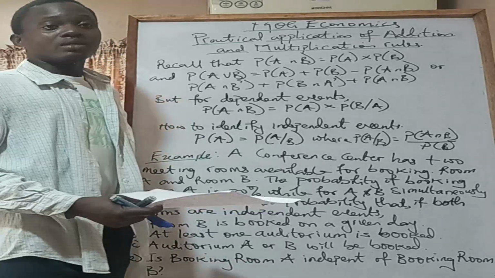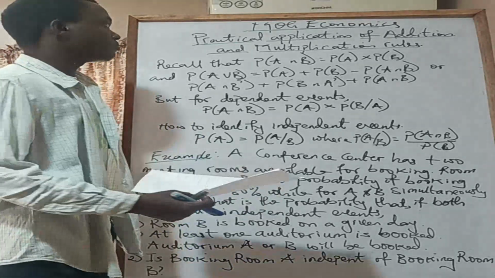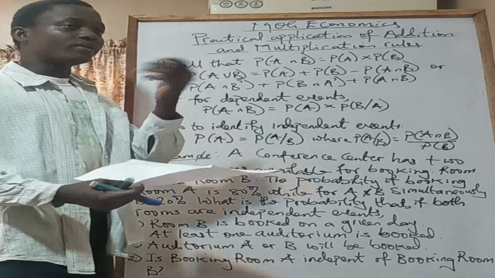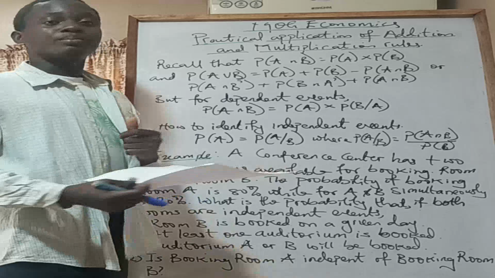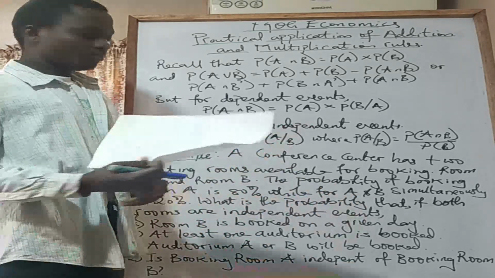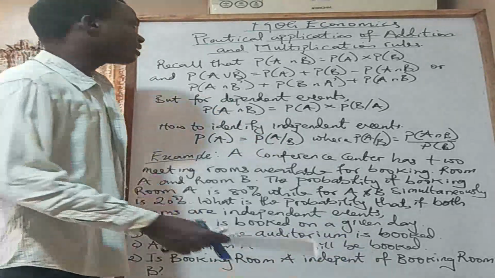So we are still continuing with our discussion on probability series, and today we'll be looking at practical application of addition and multiplication rules, and I will also be revisiting independent and dependent events. All right, and after the class we are going to be having an assignment as usual. Okay, so that's our culture.